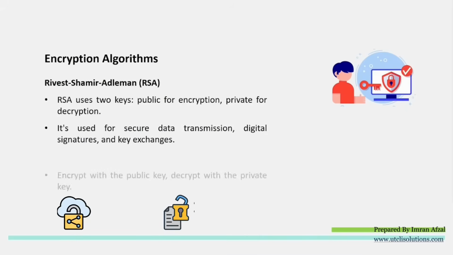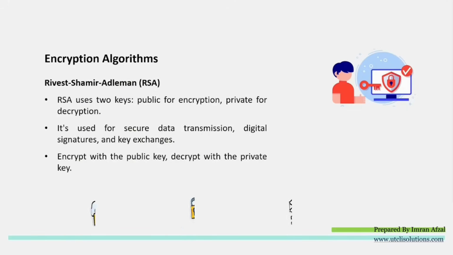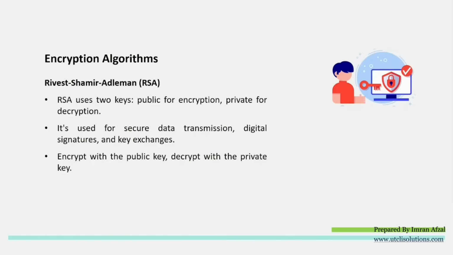Here's how it works. First, RSA generates two keys, one public and one private, using large prime numbers and some complex math. So, when someone wants to send a secure message, they use the receiver's public key to encrypt the message. The receiver then uses their private key to decrypt and read the message. This process ensures that even if someone intercepts the encrypted message, they can't read it without the private key. This strong security and versatility have made RSA essential in modern encryption.